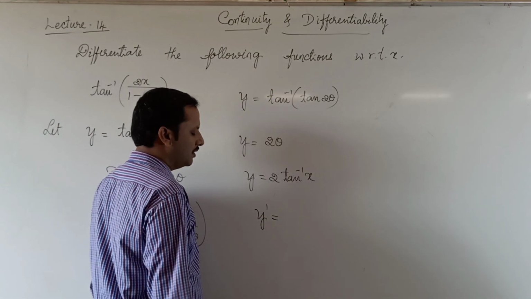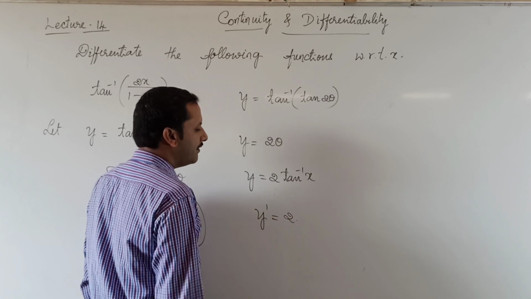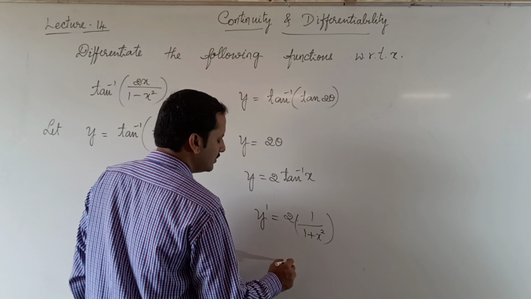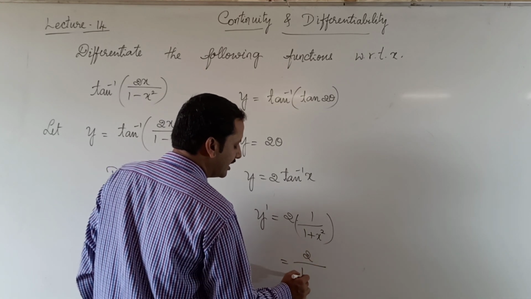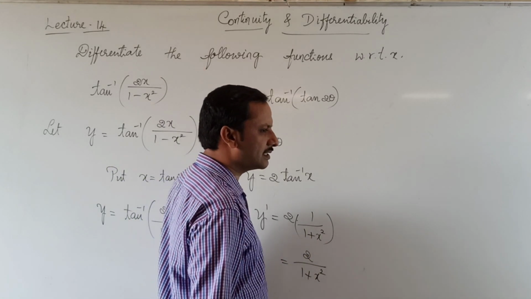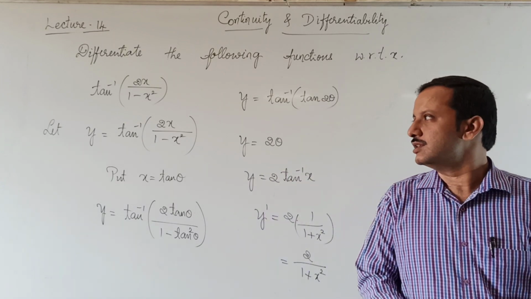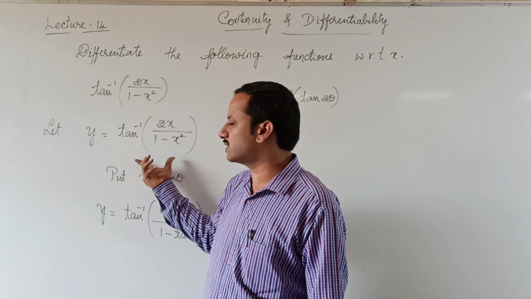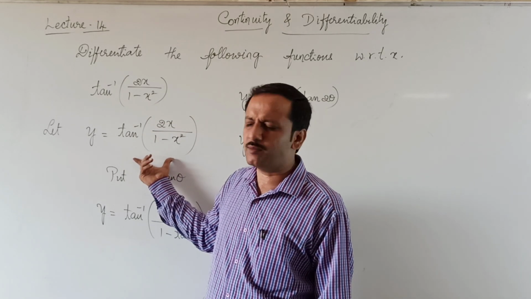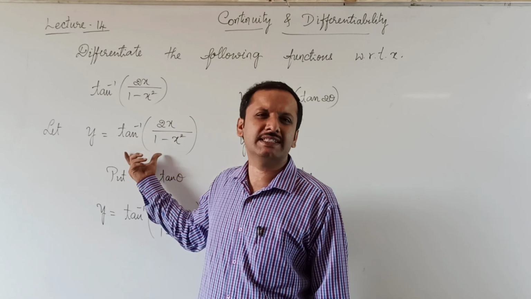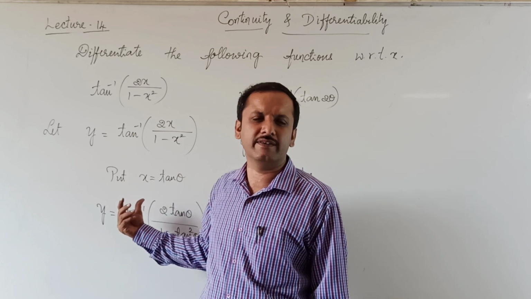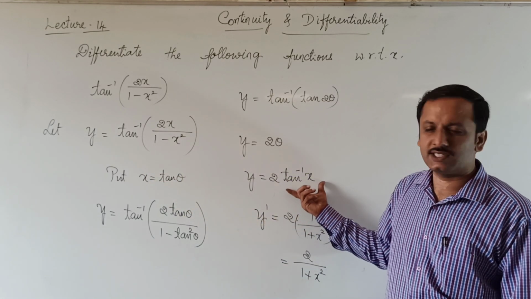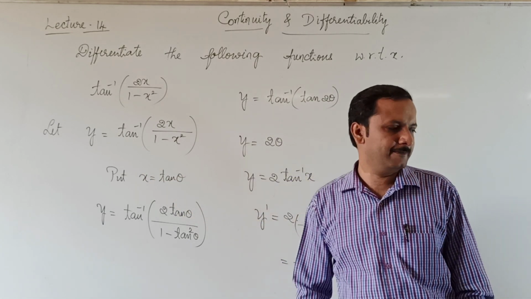y dash is equal to 2 into the derivative of tan inverse x, which is 1 by 1 plus x square. So the answer is 2 divided by 1 plus x square. Students, some of you might be able to directly write this as 2 tan inverse x. You may know this formula: tan inverse of 2x by 1 minus x square can directly be written as 2 tan inverse x. That can also be done directly from here. You can reach this stage and then differentiate.